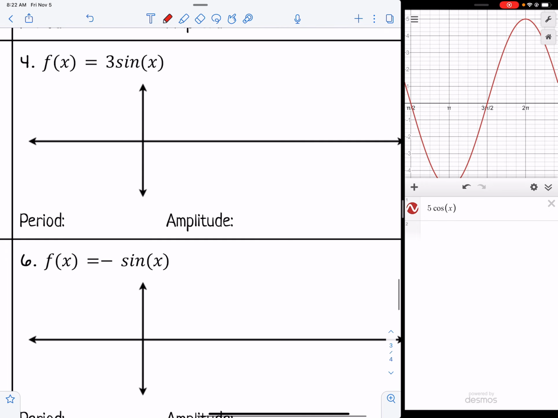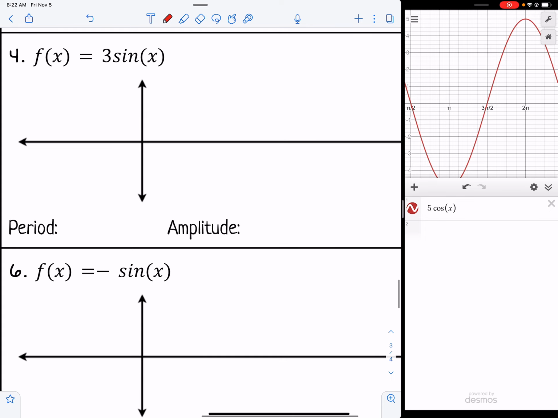Let's do another one. Let's do a sine graph with an amplitude of 3. So let's clear that out. Your amplitude would be that front number. It's like your a value. Our period is still going to be 2 pi. Unless you need to change that, there's no need to change it.